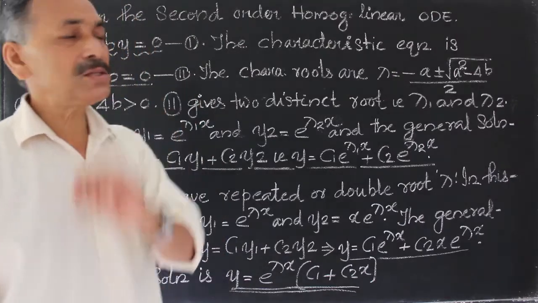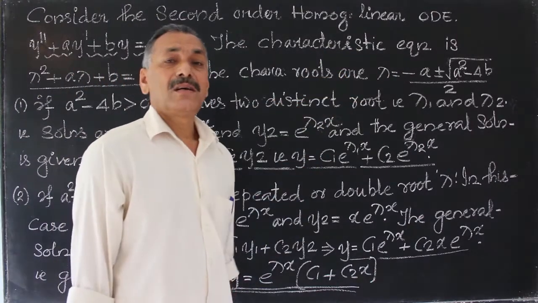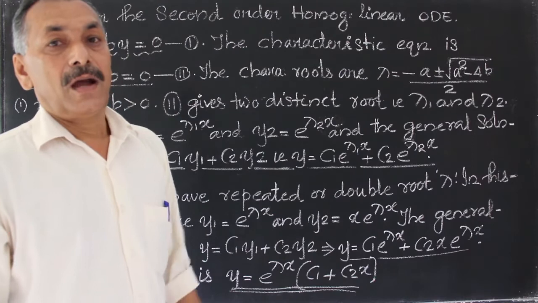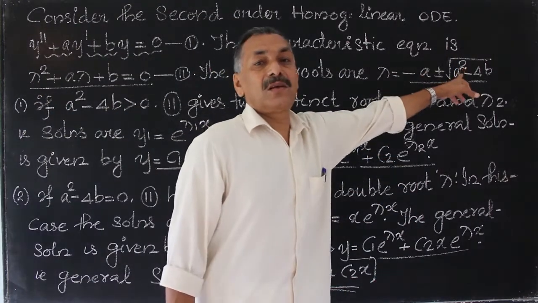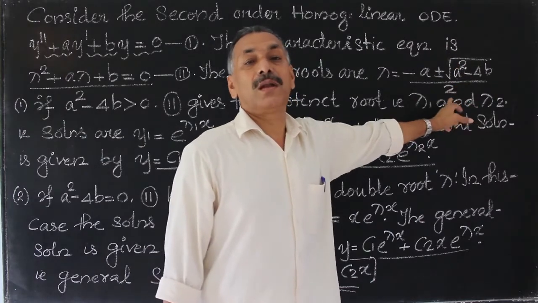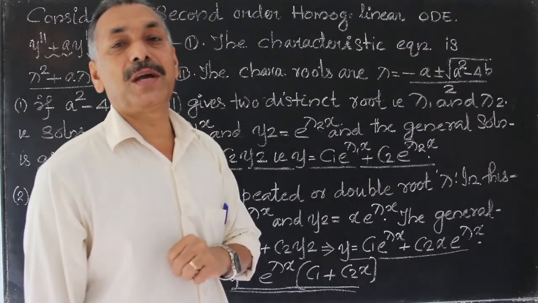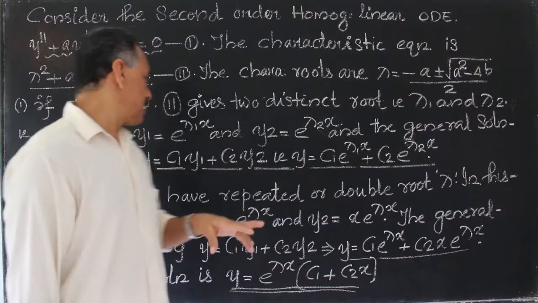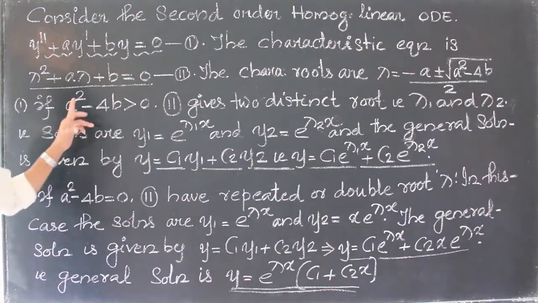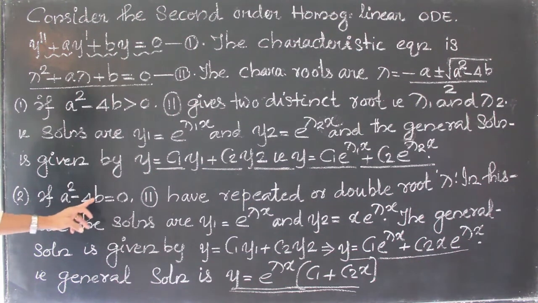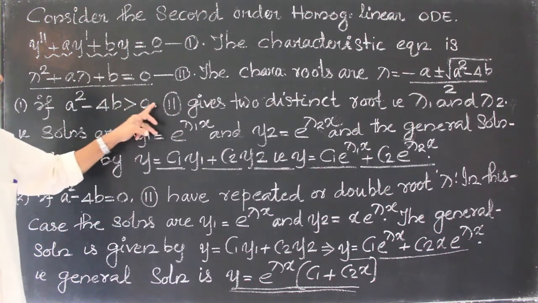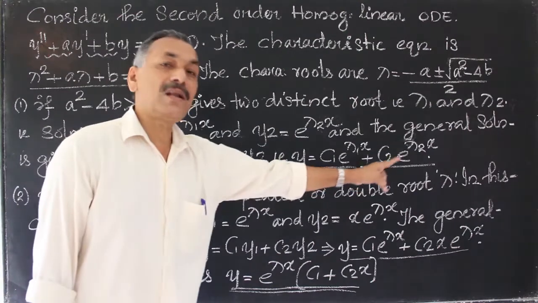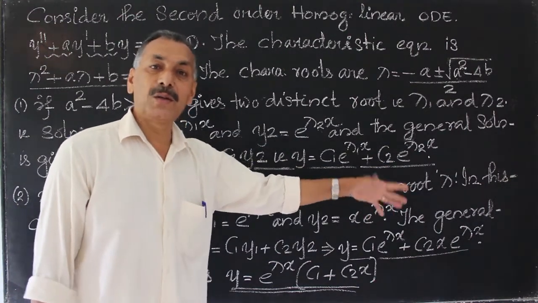Okay? The next one is the case where the discriminant, the root of a square minus 4b, is equal to 0. Then the roots are minus a plus 0 by 2 and minus a minus 0 by 2, that is a repeated root, minus a by 2, a double root. That means if a square minus 4b is equal to 0, then the characteristic equation has repeated or double roots. Then the double root is lambda.